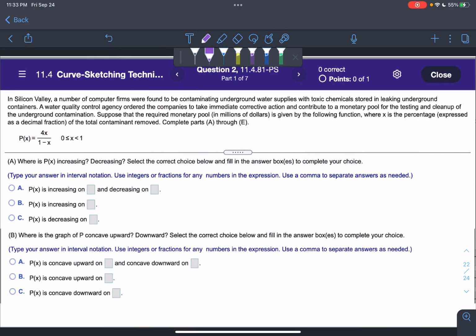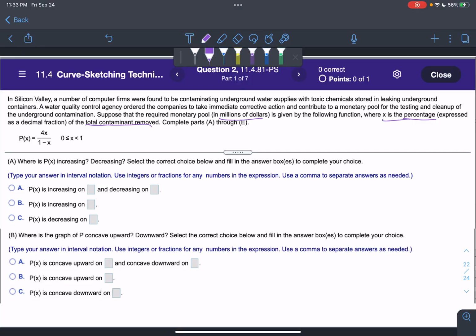All right, one last application problem. So what do we have? We have Silicon Valley now. Or in Silicon Valley, we have a water quality control agency. And this is the required monetary pool in millions of dollars. I'm not sure if that's important. Where percentage expresses a decimal fraction of the total contaminant removed. Okay. Oh, x is. Got it.